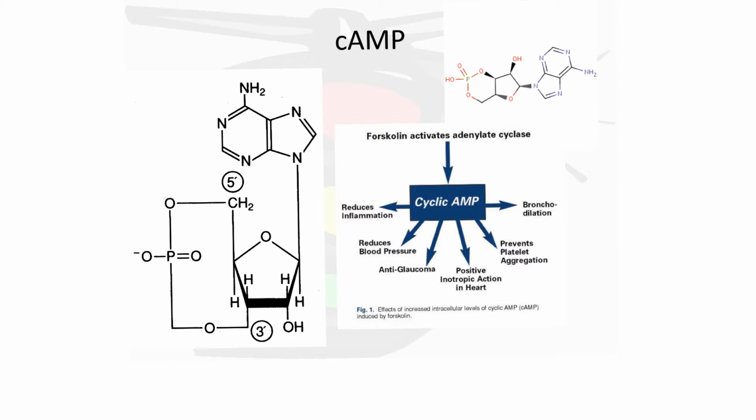But this is just some of the examples of what cyclic AMP effects it can have, including bronchodilation, involvement in the inflammatory process, reducing blood pressure, platelet aggregation, things like that. And we're going to find out, this is just a few. This is just one that I've taken from some paper that was talking specifically about forskolin, which is an activator. Very, very specific GPCR.